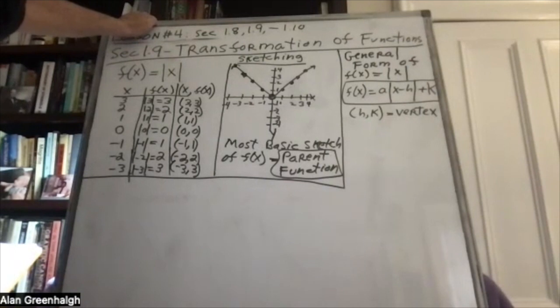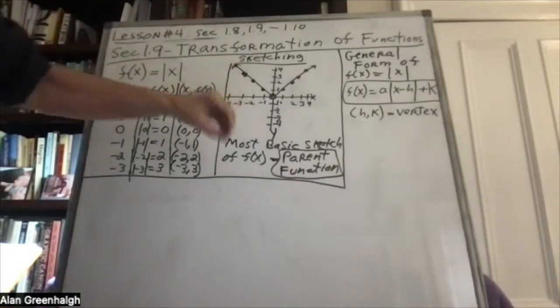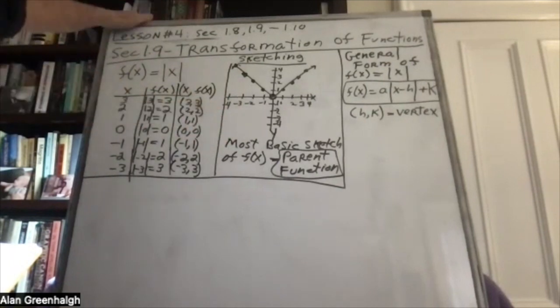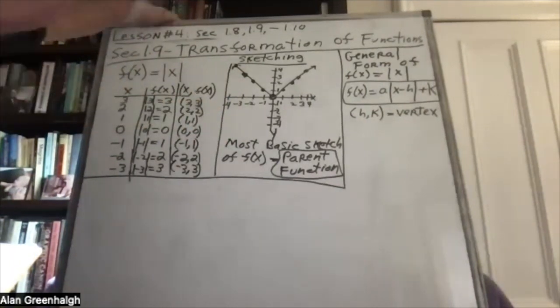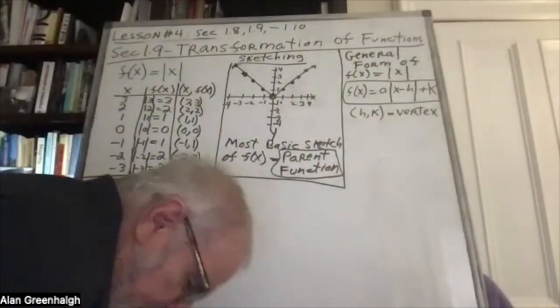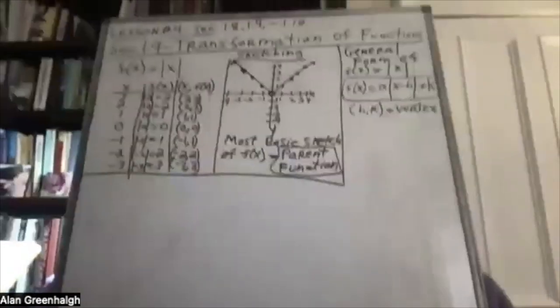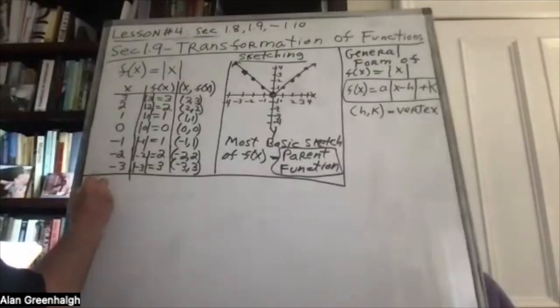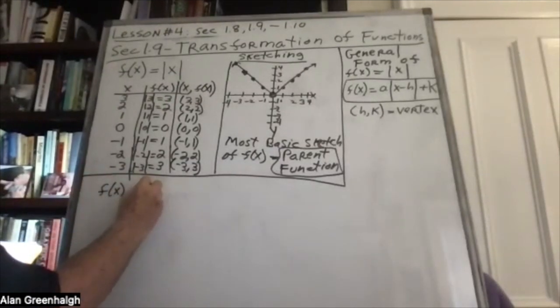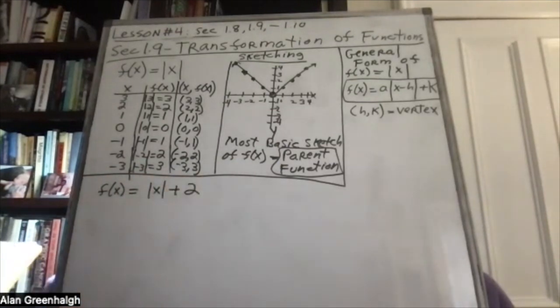That's a very important point because that's where everything is going to begin. Now let's take a few examples. Let's go down here where we have more room. Okay, so what I would like to do now is graph f of x equals the absolute value of x plus 2.